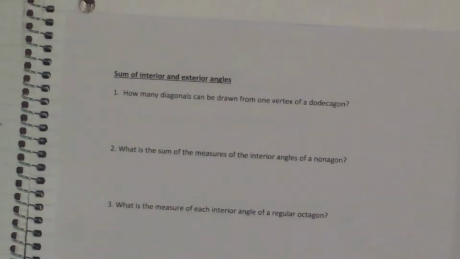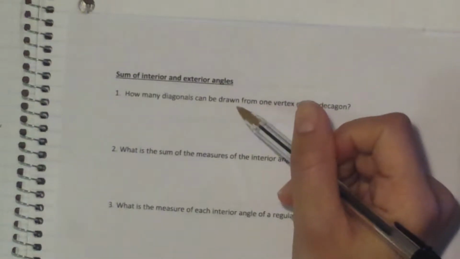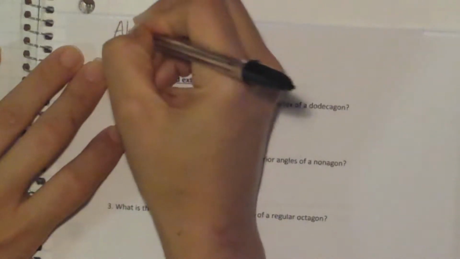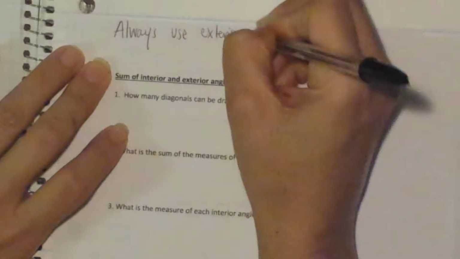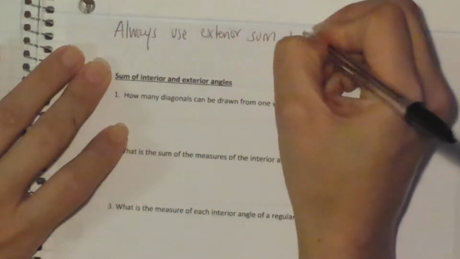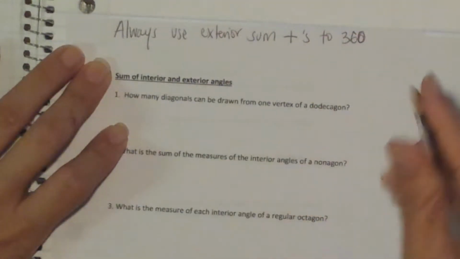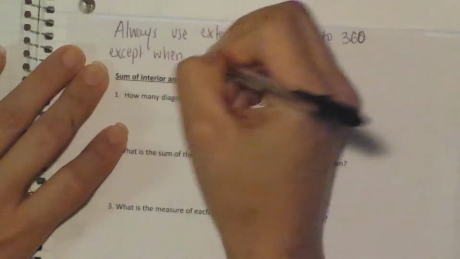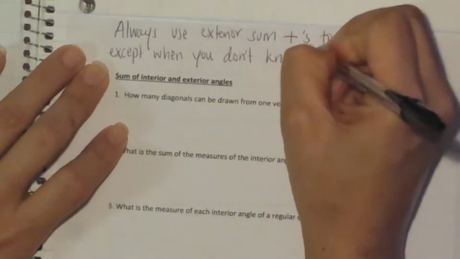Here's a simple rule that I just go by. You're always going to use the exterior sum, which adds up to 360, except when you don't know the number of angles. That's the only time that you're going to use the interior sum. So always use exterior sum adds to 360 for every question, except when you don't know the number of sides.